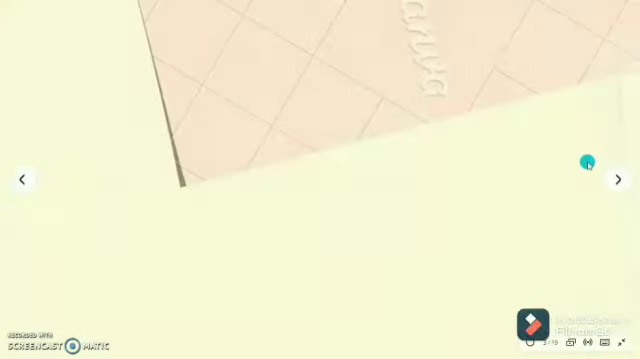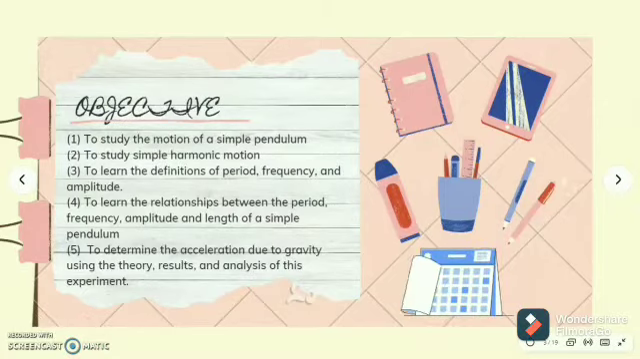The objectives for this experiment are to study the motion of a simple pendulum, next to study simple harmonic motion, and to learn the definitions of period, frequency, and amplitude. After that, to learn the relationship between the period, frequency, amplitude, and the length of a simple pendulum. And the last, to determine the acceleration due to gravity using the theory, results, and analysis of this experiment.